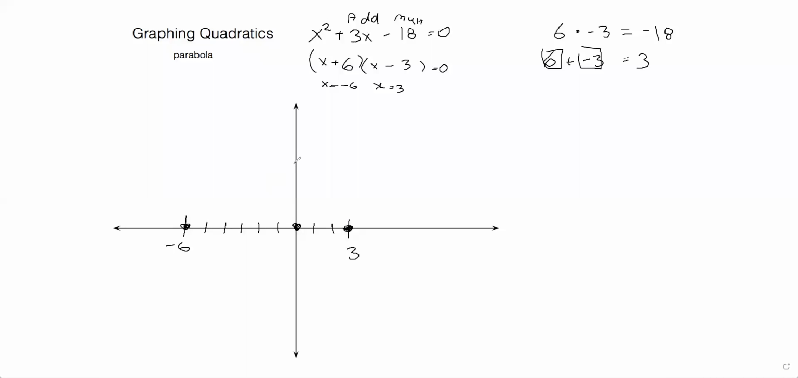So let's determine if it's going to be a smile or a frown. We can accomplish that by figuring out where it crosses the y-axis. Because if we figure that out, it will give us a really nice idea of what kind of parabola it'll be, whether it be a smile or a frown. So we can tell that at this point, x is equal to 0. So let's plug in x is 0 and see what happens. So we have x squared plus 3x minus 18 equals 0.